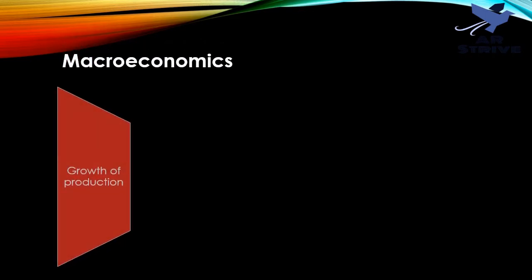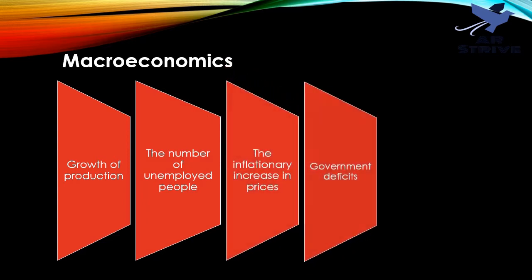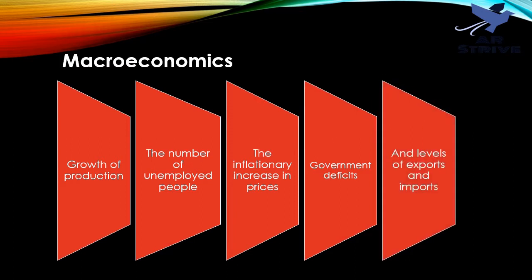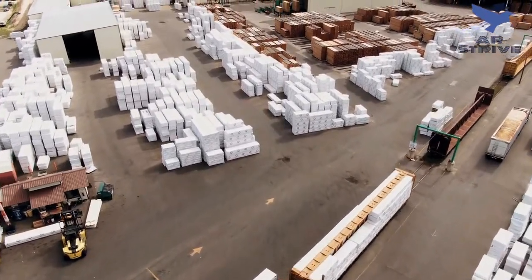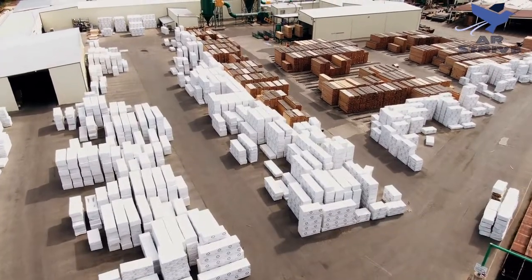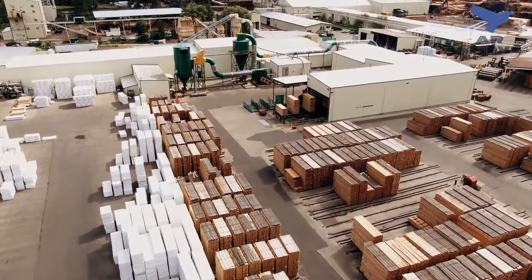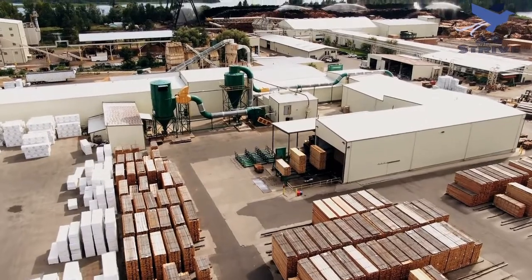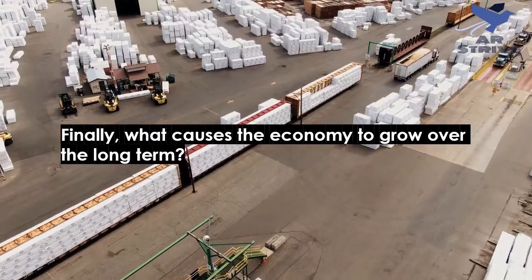Macroeconomics looks at the economy as a whole. It focuses on broad issues such as growth of production, the number of unemployed people, the inflationary increase in prices, government deficits, and the level of exports and imports. The questions that are asked in macroeconomics are like: what determines the level of economic activity in a society? In other words, what determines how many goods and services a nation actually produces? What determines how many jobs are available in an economy? What determines a nation's standard of living? What causes the economy to speed up or slow down? What causes firms to hire more workers or to lay workers off? Finally, what causes the economy to grow over the long run?